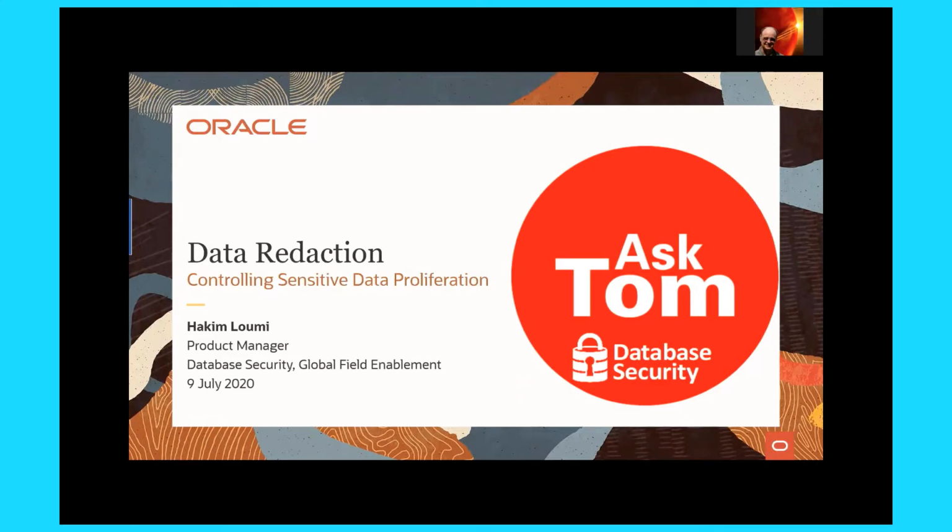Our topic this month is data redaction. Data redaction is part of advanced security. It's a feature that we first introduced when we released 12.1, and it's one of those rare features that was so popular that we backported it to 11.2.0.4. So if you're on 11.2.0.4 and you've applied a patch set any time within the past 3 to 5 years, or up, then you have redaction available to you with your advanced security license.